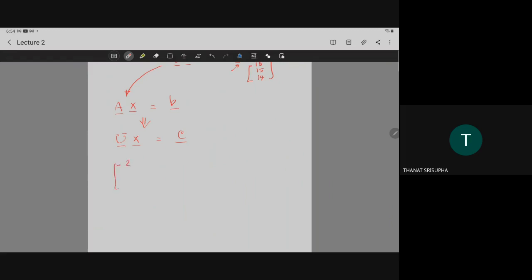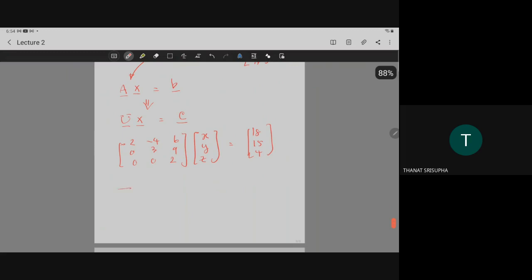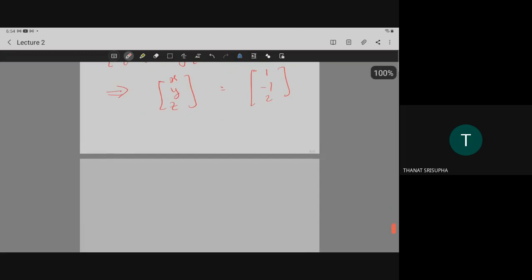And this U is just 2, minus 4, 6, 0, 3, 9, 0, 0, 2 multiplied with x, y, z equals 18, 15, 4. And after substitution, what you get is x, y, z equals 1, minus 1, and then 2. So this is the Gaussian elimination.